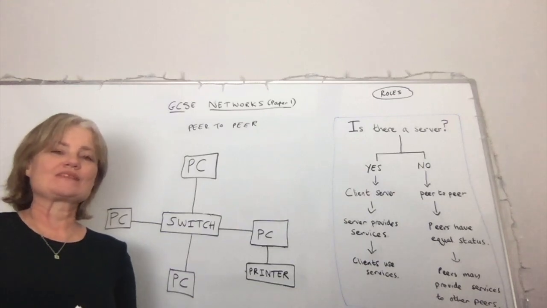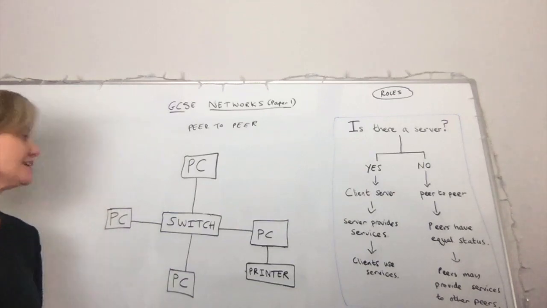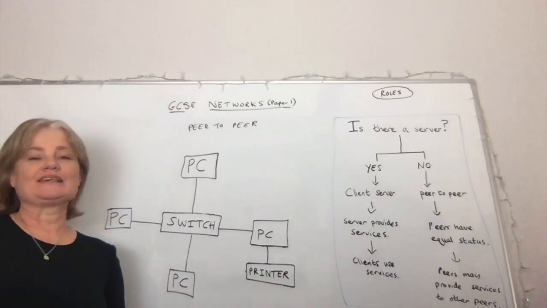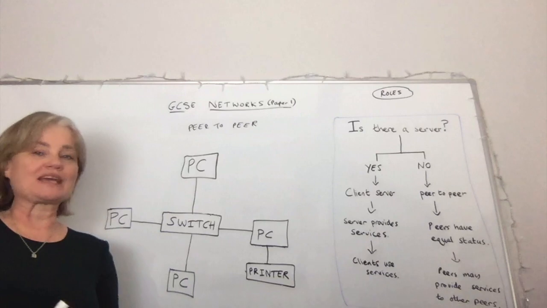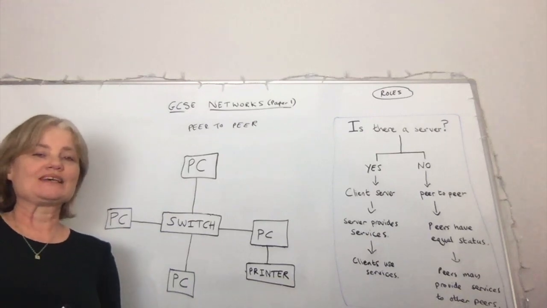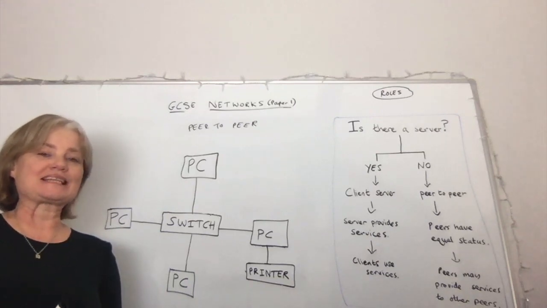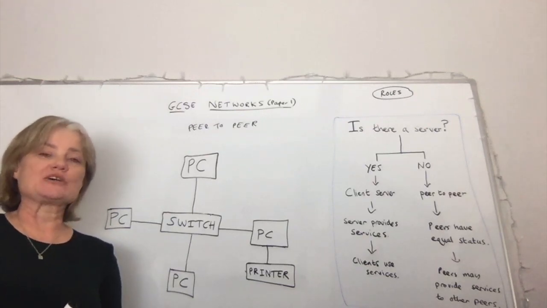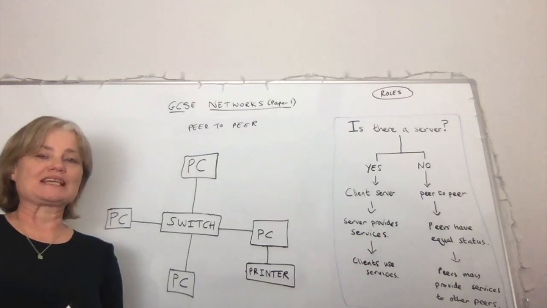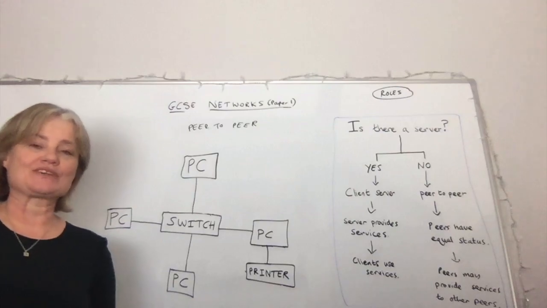On the other hand, a peer-to-peer network, all the computers have equal status, they are known as peers, there is no server. You need minimum expertise to set this up, but it can be quite chaotic, relying on the users to do their own backups and keep their software up to date. And that's it for client-server versus peer-to-peer.